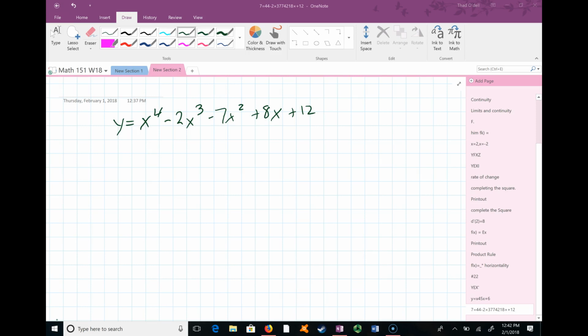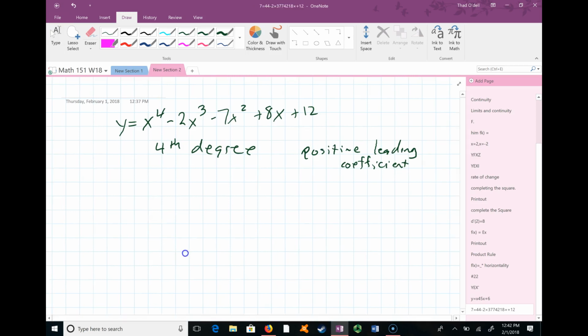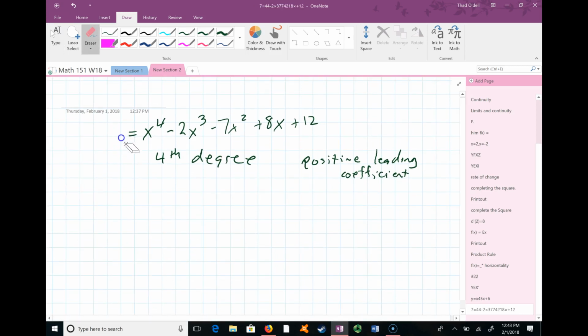So here's a polynomial. It's a fourth degree polynomial. You can tell because the highest power in this is 4. It also has a positive leading coefficient. And remember, from that, we can determine the end behavior. So the end behavior of this, I'm going to write that as f of x just because I know that's the same thing, but okay.